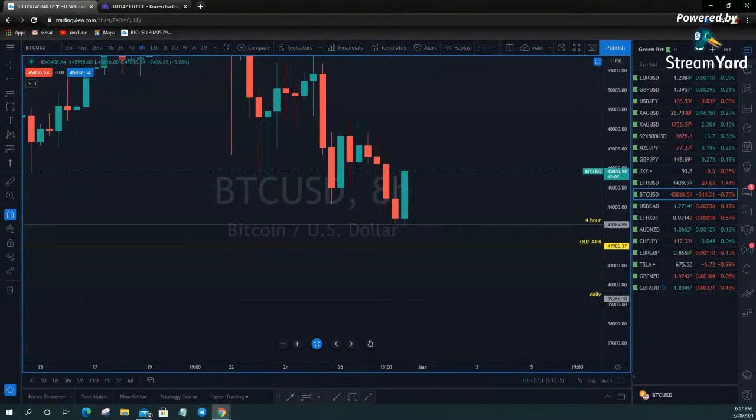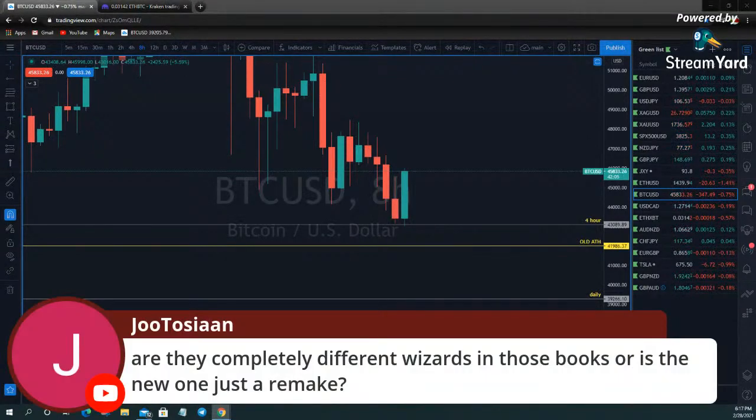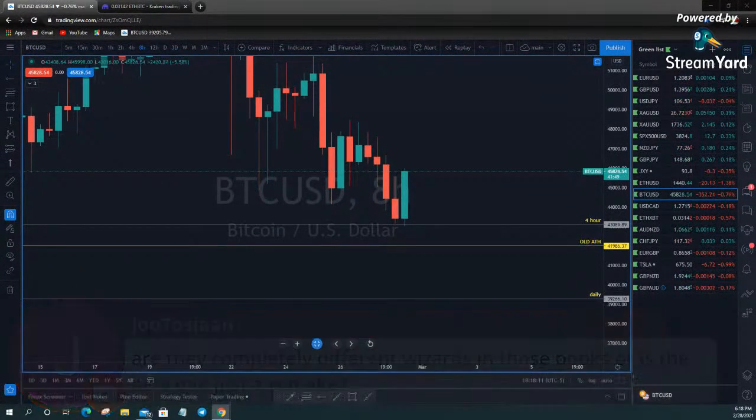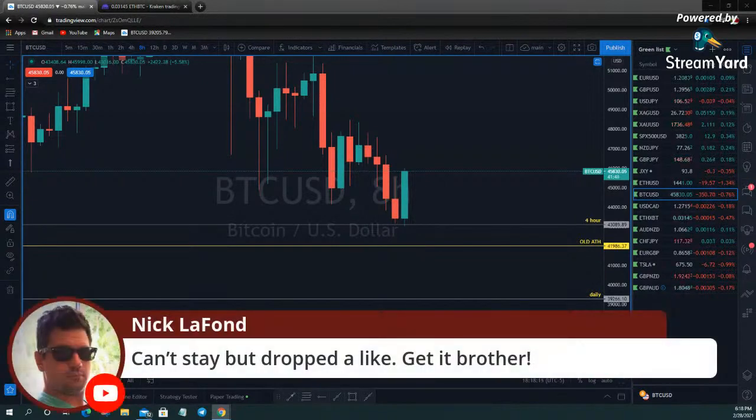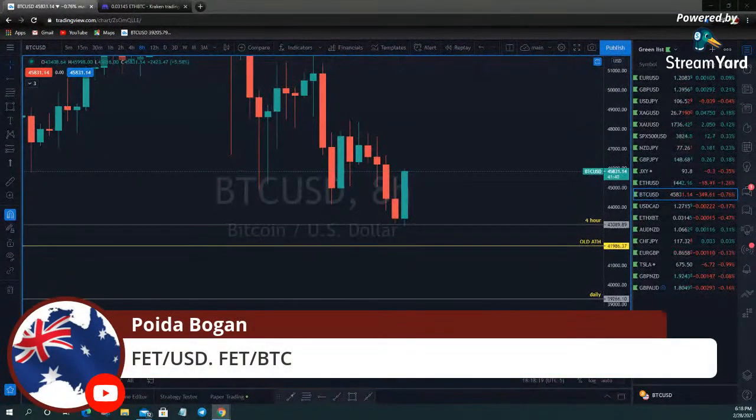Are there completely different wizards in those books, or is the new one just a remake? Oh, the Market Wizard books. I think the new one has new traders in it, but maybe some of the old. I haven't read it yet, so I can't say for sure. Thank you so much. Thank you for coming in and dropping that like. Appreciate it, my man.